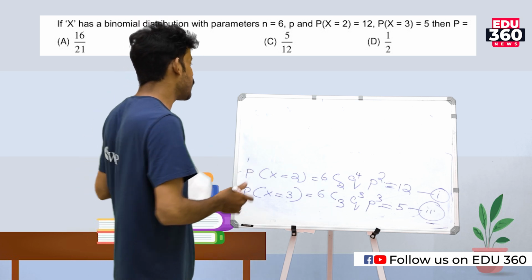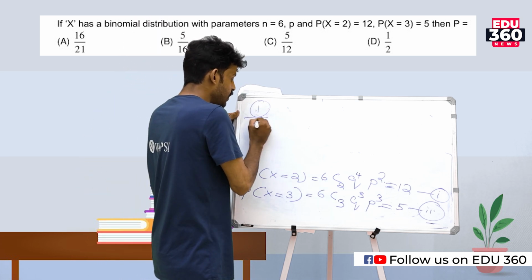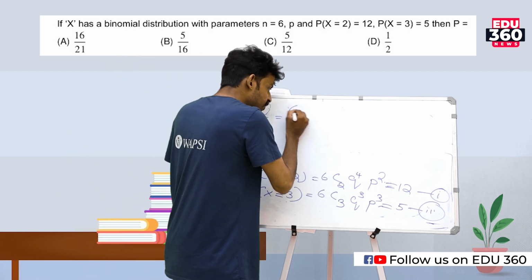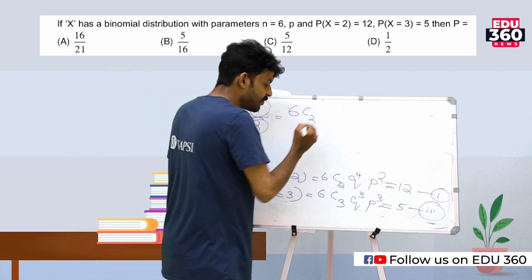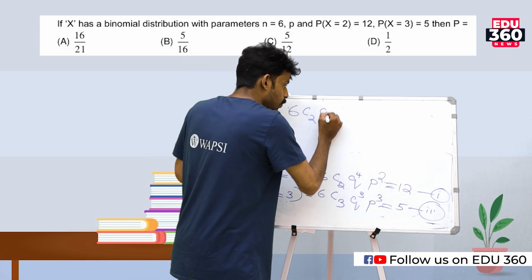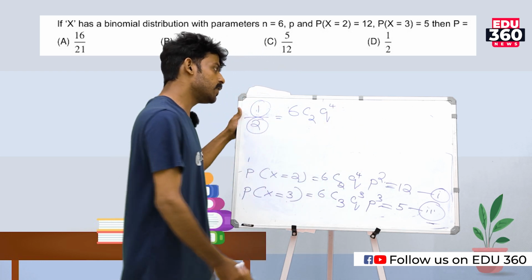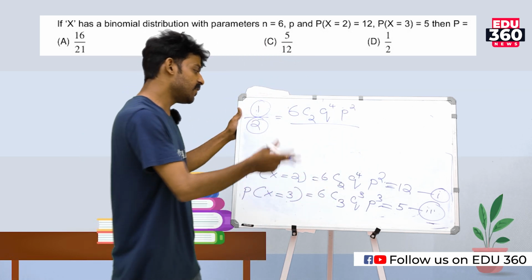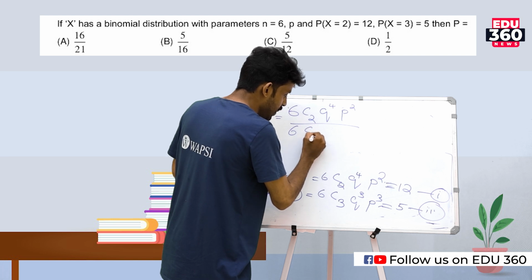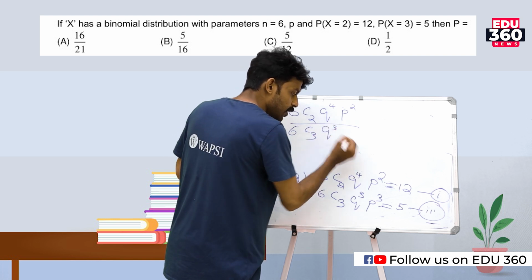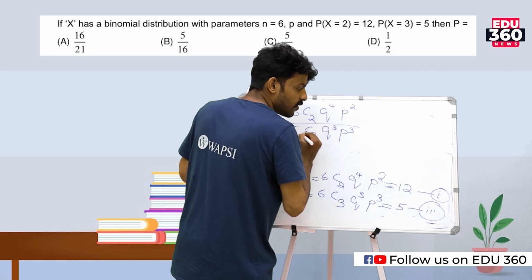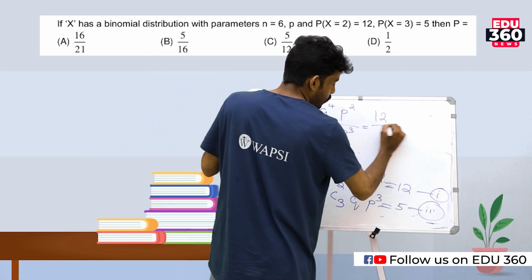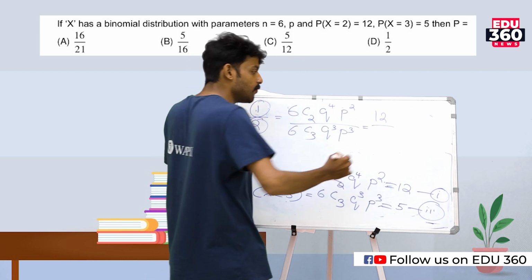In the next step we can divide 1 by 2. So 1 by 2 means 6C2 into q raised to 4 into p square, divided by the second equation, 6C3 into q cube into p cube. Hereafter we can substitute the values: for the first one the RHS is equal to 12, and for the second one the RHS is equal to 5.